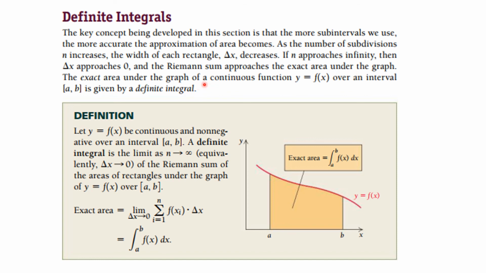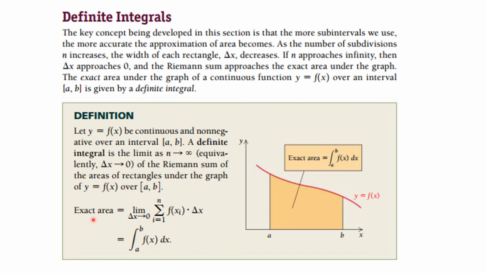So the exact area under the graph of a continuous function, y equals f of x, over an interval a, b, is given by what we call a definite integral, and here is the definition. So if f of x is continuous and non-negative over an interval a, b, a definite integral is the limit as n goes to infinity, or, as we discussed above, delta x goes to 0, of the Riemann sum of the areas of the rectangles under the graph of y equals f of x over a, b. So the exact area is the limit as delta x goes to 0. Calculus is the study of limits.